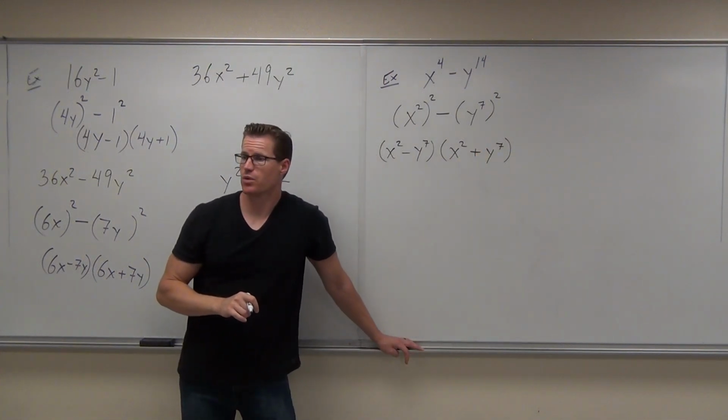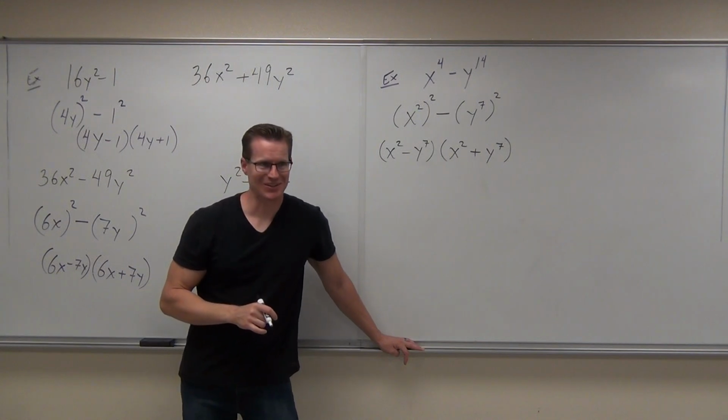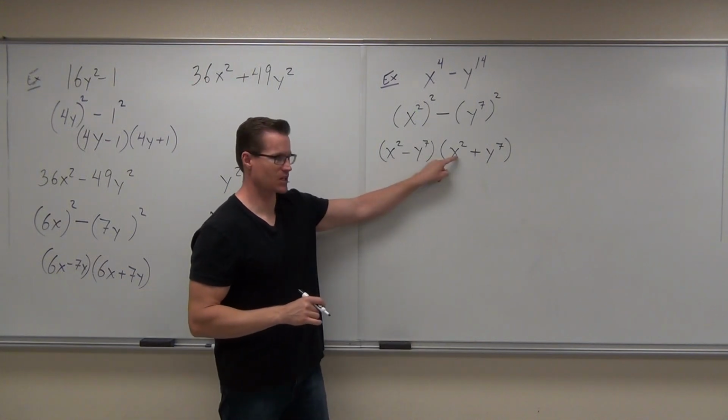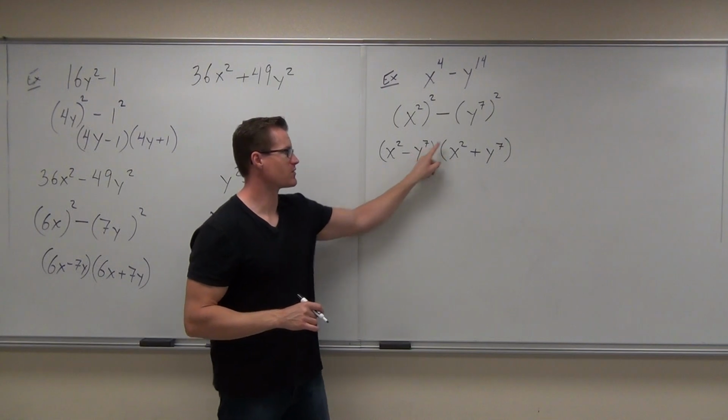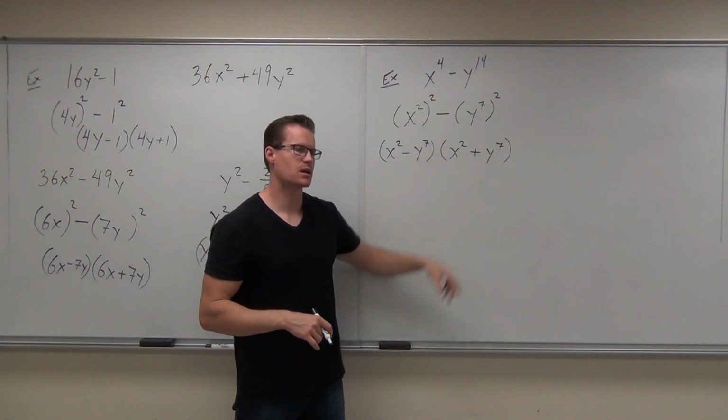Could you still verify your work? Yes. As long as you know that when you multiply common bases you add, then yes, you could. Because here it would be x squared times x squared, that's x to the 4th. Y to the 7th times y to the 7th, that's y to the 14th, not 49. That's the idea.